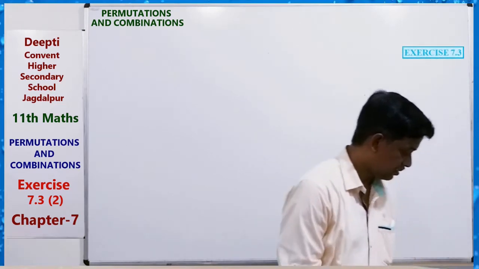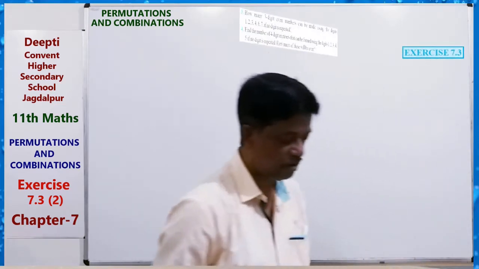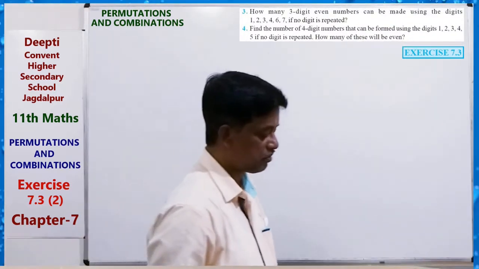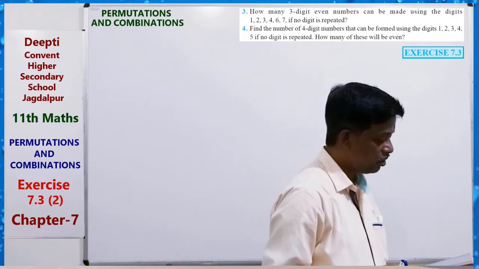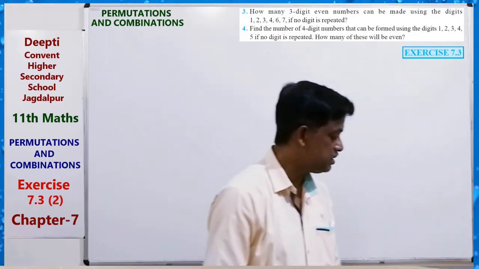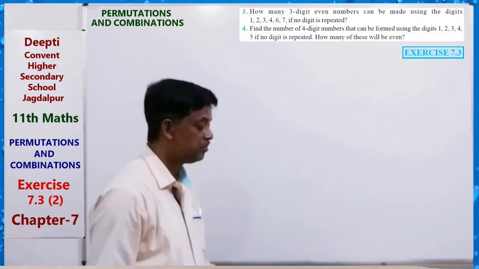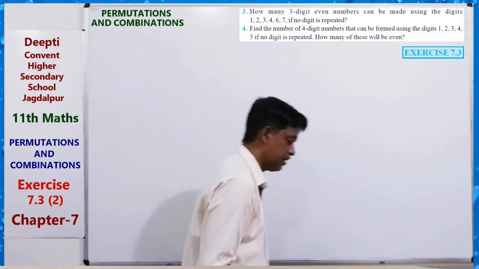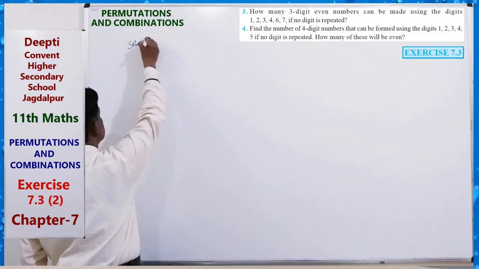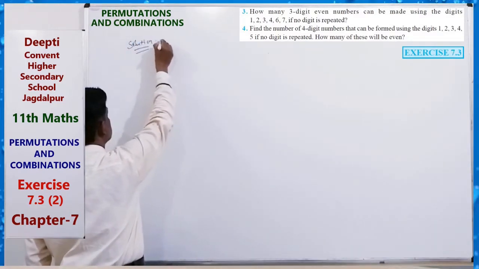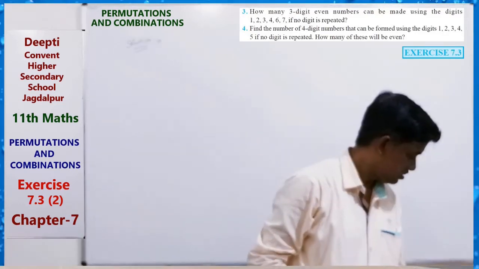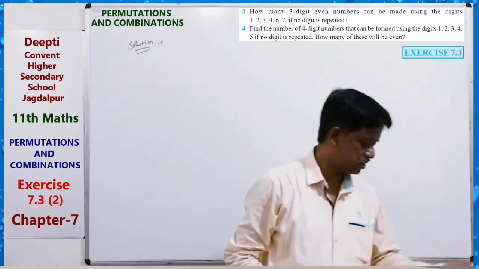Question 3. How many 3 digit even numbers can be made using the digits 1, 2, 3, 4, 6, 7, if no digit is repeated? You have to make 3 digit even numbers from 1, 2, 3, 4, 6, 7, with no repetition. Solution. I will discuss in very short the solution of these questions one by one.